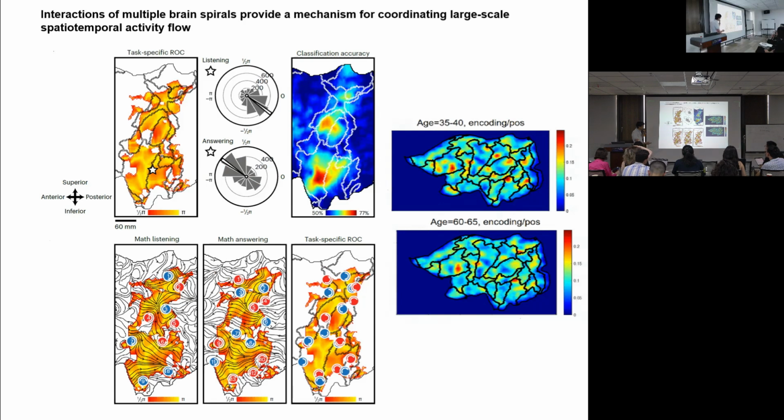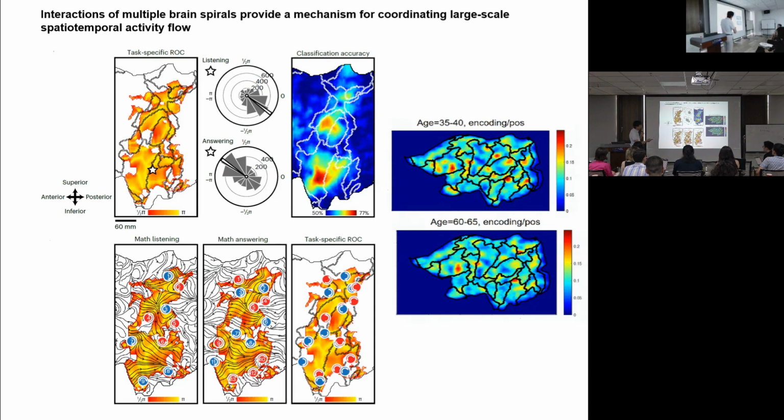So this is for the math listening task. You see, I have these four spirals working together to organize the flow of activity from anterior to posterior direction, in this bottom-up direction. And then during a later stage of the task, most of those spirals reverse their rotational directions. Now activity flows from posterior to anterior direction, indicating a flow of activity from top to bottom: bottom-up, top-down directions. So this flow of activity can be organized by interacting spirals.